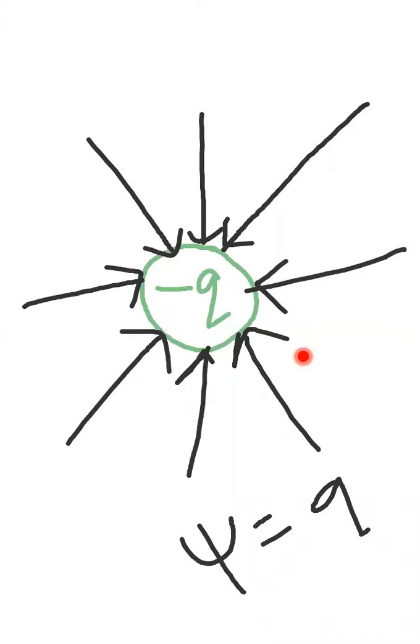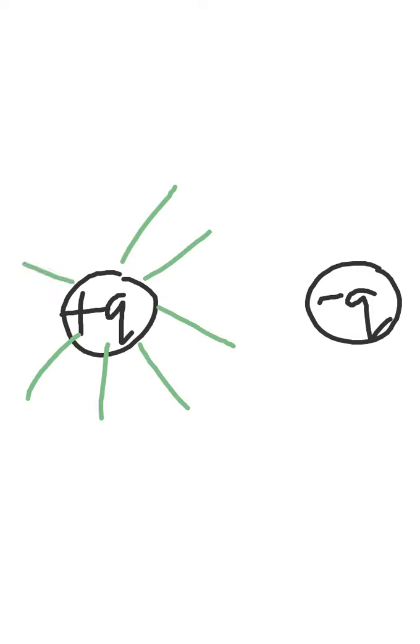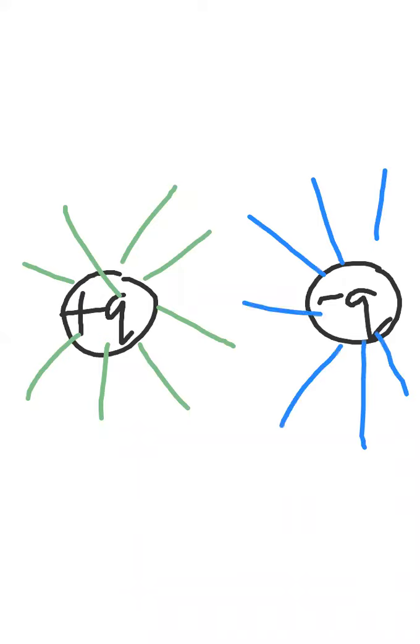Then the next question arises: if there are both positive charge and negative charge, what happens? I am having a positive charge like this, negative charge like this. Again, to understand this, what do you have to do first? First, for the positive charge, you draw the lines. You don't worry about the negative charge. For the positive charge, you draw the lines like this. Then for the negative charge also, you draw the lines like this. Then you apply the superposition principle.